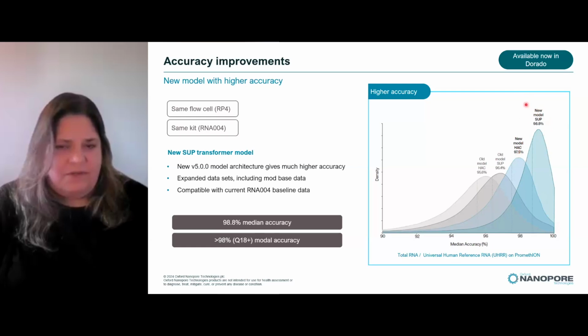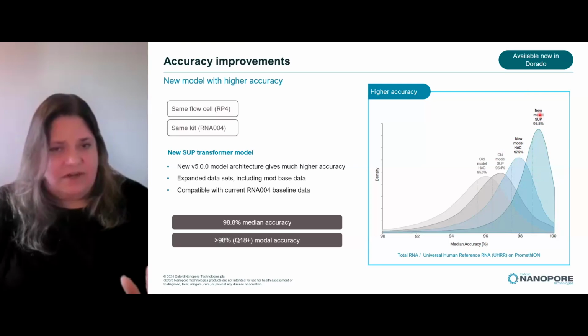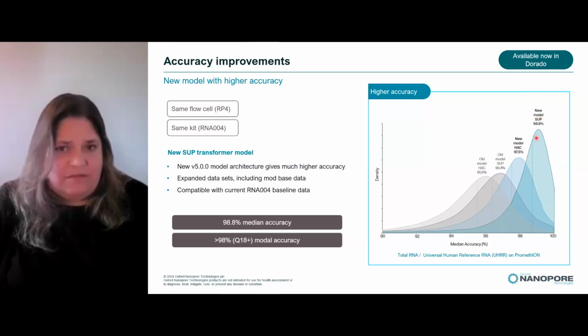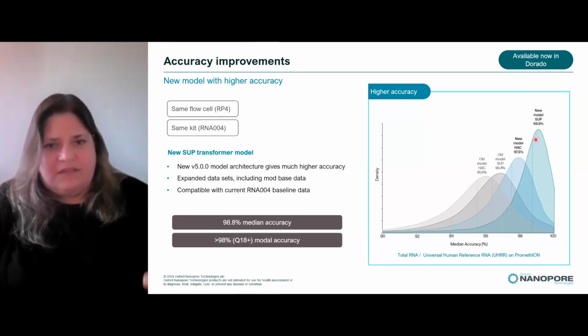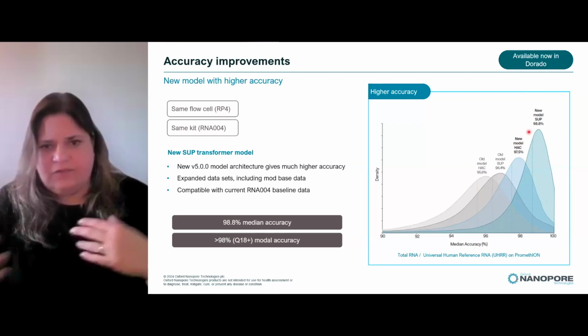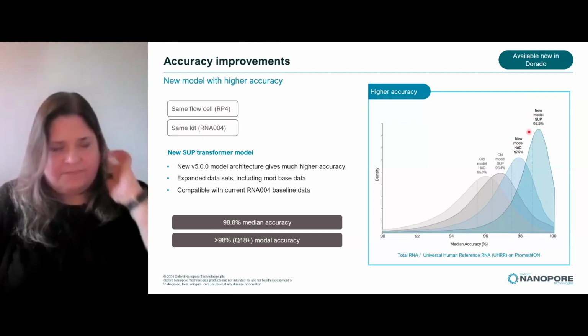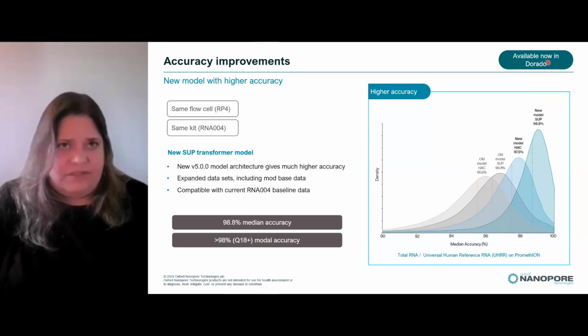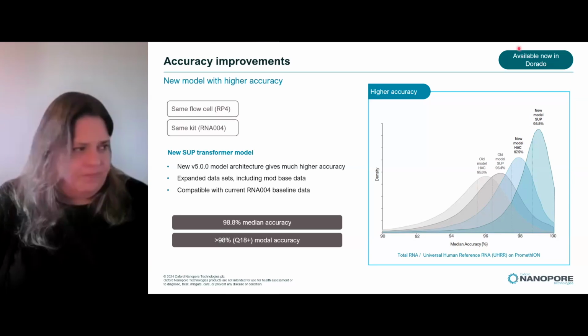So when you're running it on the machines, sometimes it's easier to use the high accuracy base caller. But if you really want to push it to get that higher accuracy at the very end, you can rebase call the data with the super accuracy model, or the SUP model, and get that higher accuracy using it as an offline base caller. This is available in Dorado right now, Dorado 0.70, which went out in May.